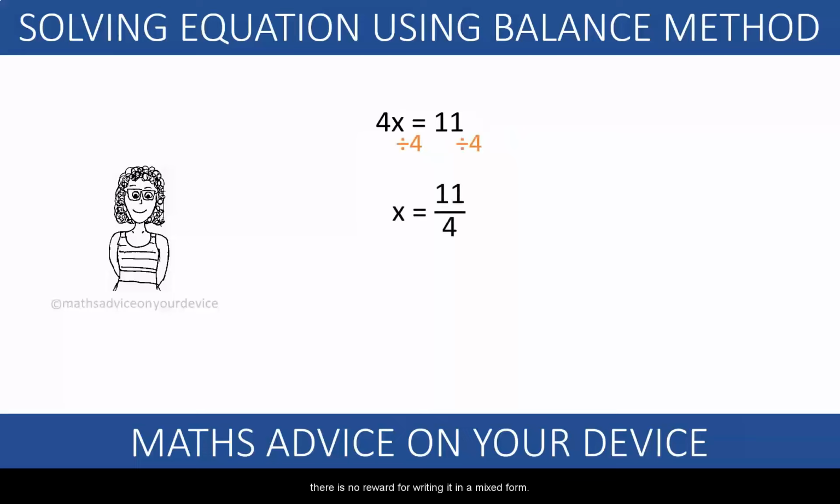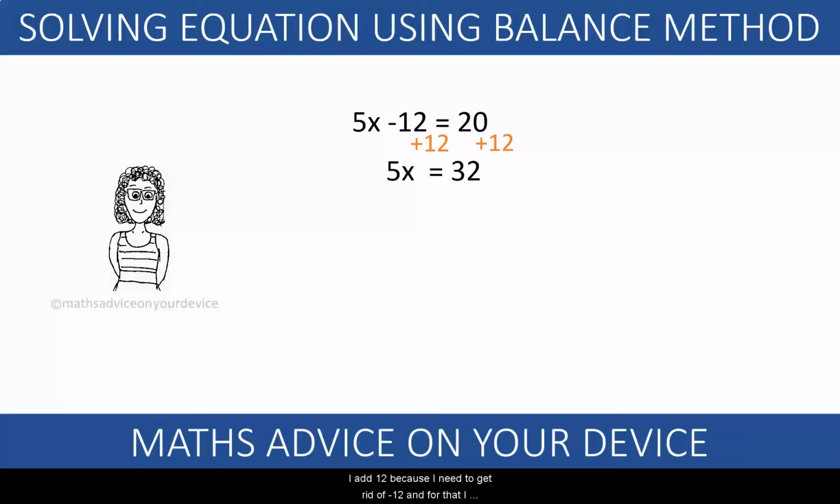x equals 11/4. x over 3 means x divided by 3, so I must multiply by 3 both sides. Minus 2 times 3 is -6. We must add 12 first and then divide by 5. I add 12 because I need to get rid of -12, and for that I need to add the opposite number. If 5x equals 32, 1x must be 32/5 or 6.4.